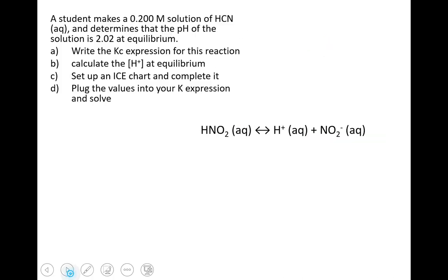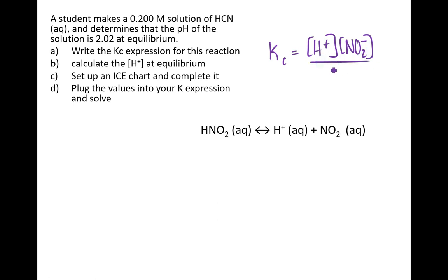So I'm going to go to the next page, give myself some more room to work. So here's our scenario. First, I'm going to write a K expression for this reaction. It's going to be products over reactants. My products are these two ions. The reactant is HNO2. They're all aqueous, so they all get included. This is otherwise known as a Ka expression because HNO2 is an acid. So we call the K expression for an acid a Ka. But notice it's the exact same thing as a Kc expression. So really nothing new here.